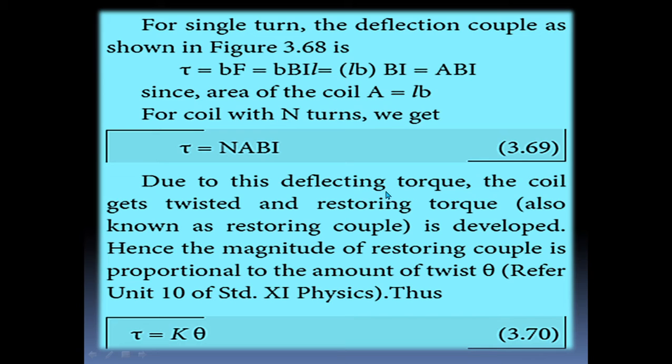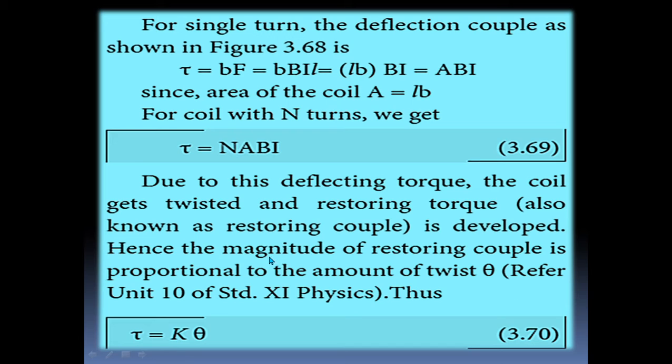Due to this deflecting torque, the coil gets twisted and a restoring torque, also known as restoring couple, is developed. When the current flows in the rectangular coil, it experiences force in the PQ and RS directions, so automatically the coil rotates. So it is deflected due to the torque. Hence the magnitude of the restoring couple is proportional to the amount of twist theta. Listen carefully: the magnitude of restoring couple is proportional to the amount of twist theta.